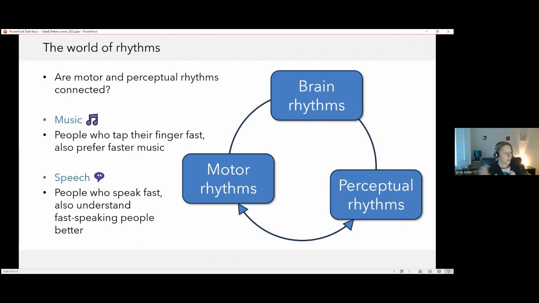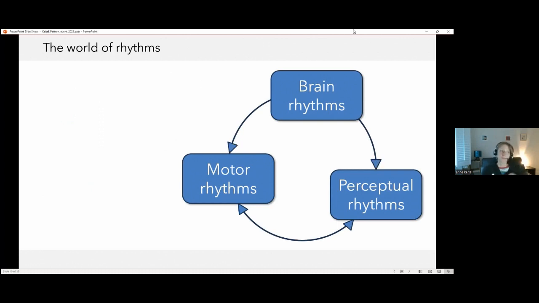And then for the understanding part, we played participants sentences that were either at a normal pace or that were sped up, so they were really hard to understand, two to three times the rate of normal speech, and they had to tell us how much they understood. And here we found, and we showed this in three different studies now, that yes, people who speak fast themselves, naturally, they also can understand fast-speaking people better. So the first one is an example of preferences, how our motor rhythm influences our preferences, and the second one is an example of how our motor rhythm actually influences our comprehension skills.